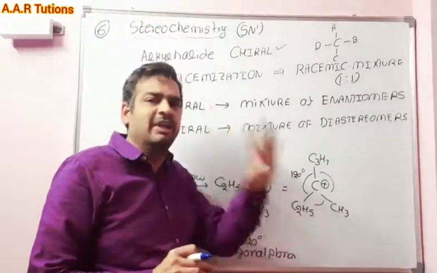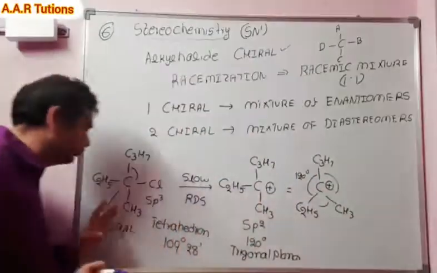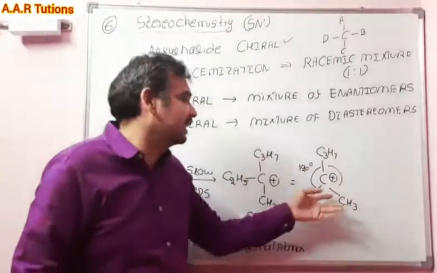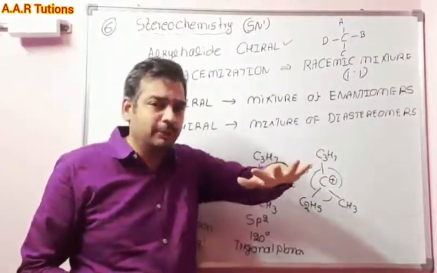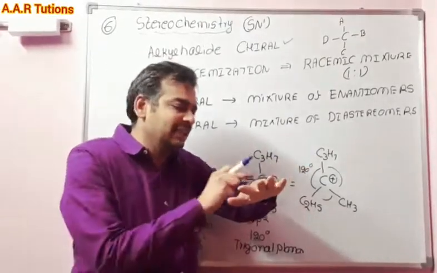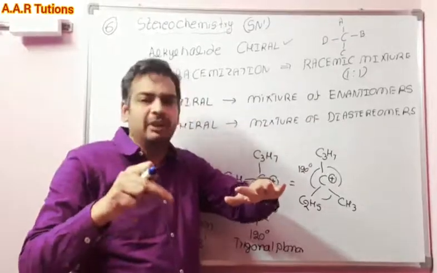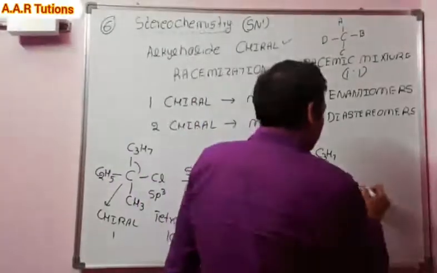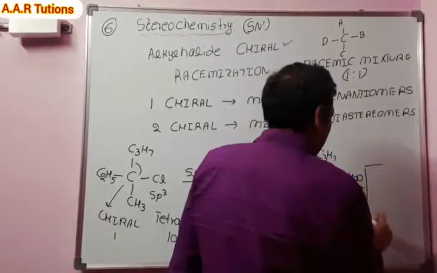We will get only one isomer. But since it has 4 different groups, here the environment is different. Now you see this carbocation, this sp2 hybridized compound. This is a planar molecule, with CH3 here, C3H7 and C2H5 here. Now in the second step, water will attack on this carbocation.